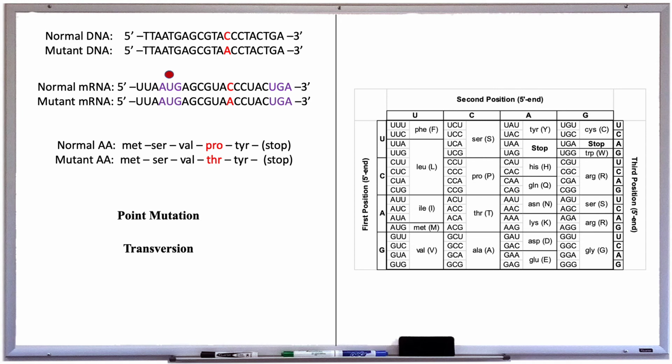AUG codes for methionine, AGC codes for serine, GUA codes for valine, CCC codes for proline, UAC codes for tyrosine. Then there is a stop codon. Based on the normal and mutant strand, the amino acid proline changed to threonine. At the protein level, this is a missense mutation.